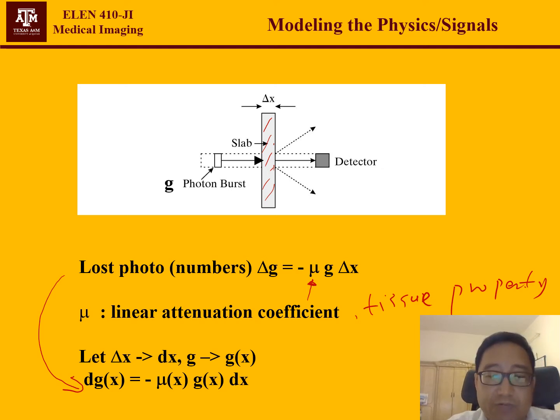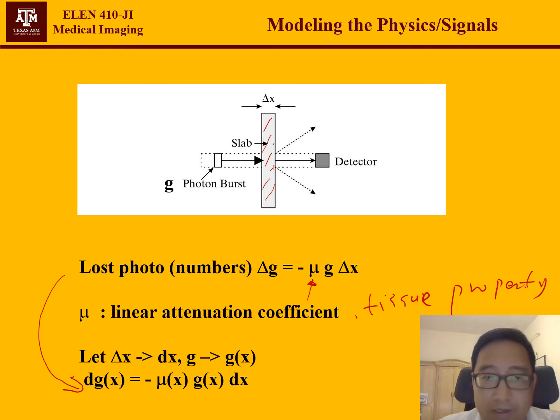And so the model we have on top now becomes this equation. Delta G becomes dG, and mu, also a tissue property, depends on the location, so it is a function of x, which is the depth, and then G of x and dx. That just turns the discrete model into a calculus model, basically a differential equation.